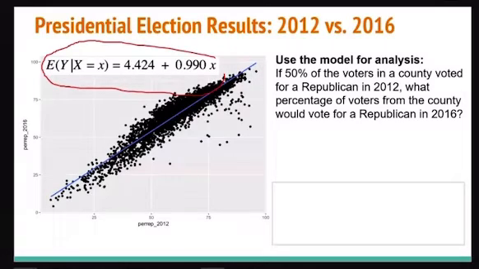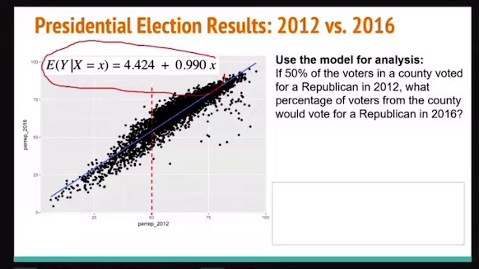Now, if I want to answer the question graphically, when it got 50% voted in 2012, then I can actually trace that up to meet the fitted line.